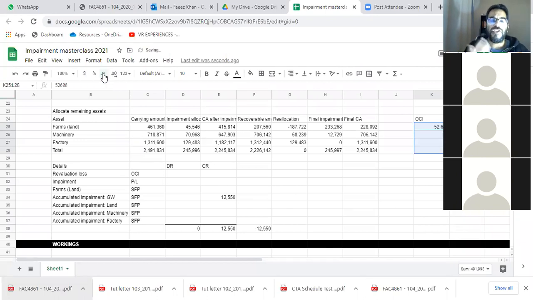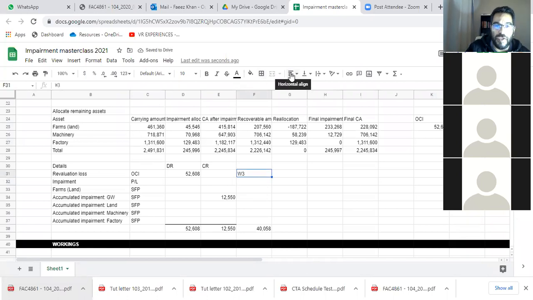You must find ways to make your answer easy. So I know what's going to be written off against revaluation is 52,608. I can tell them they can go look at working 3. This is not part of the answer. I'm just showing you how the journal would look, because they can ask you for a journal.